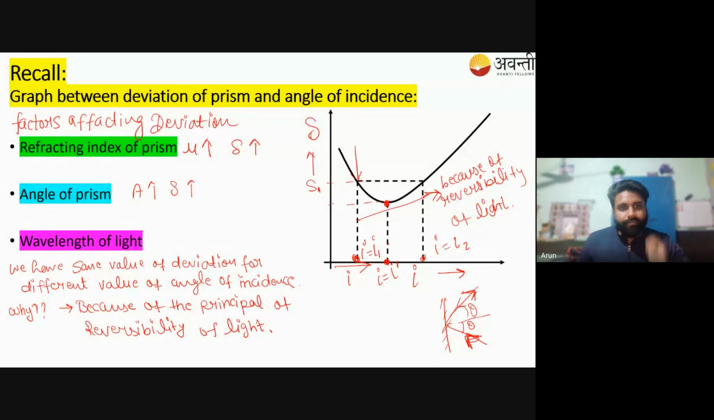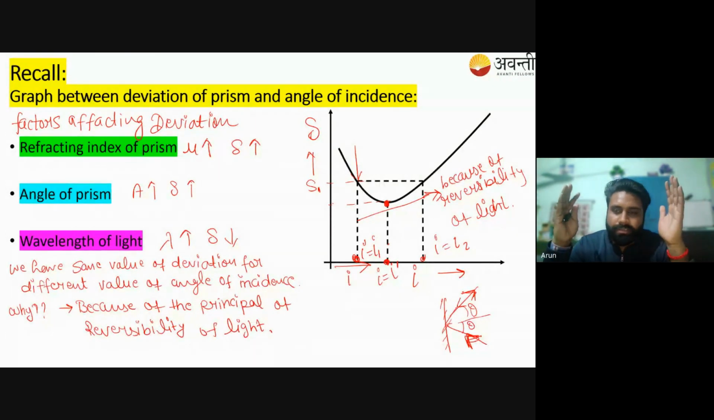Wavelength of light and the deviation part. So if wavelength of light increases, the deviation decreases. Got it? Means the wave having maximum wavelength will deviate less. Okay, I will discuss it one by one.